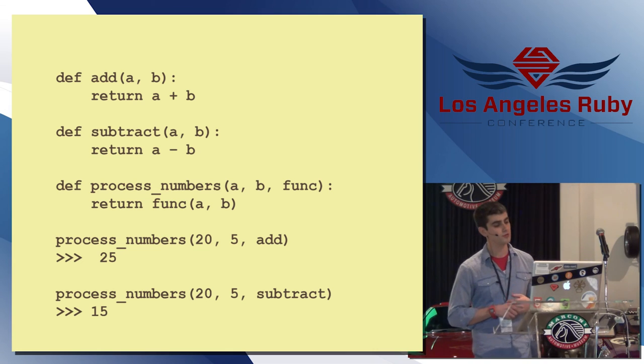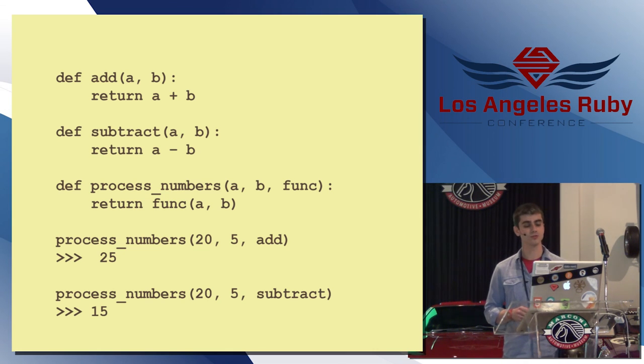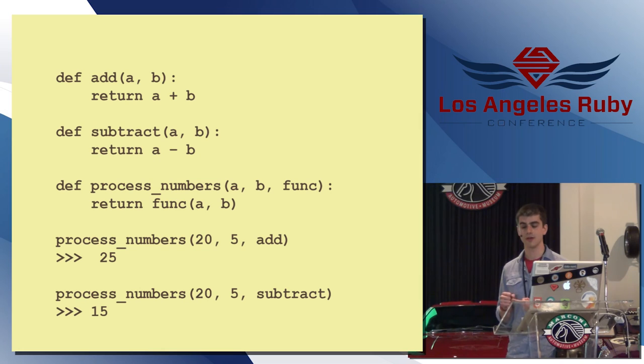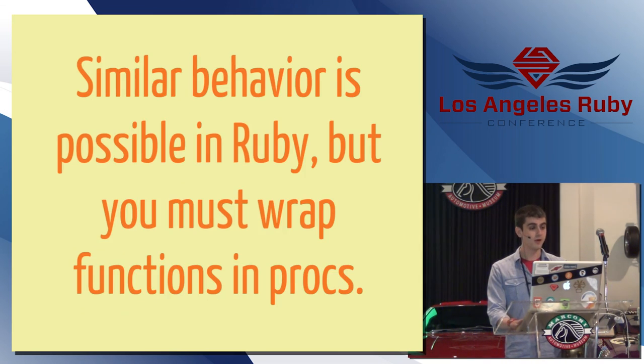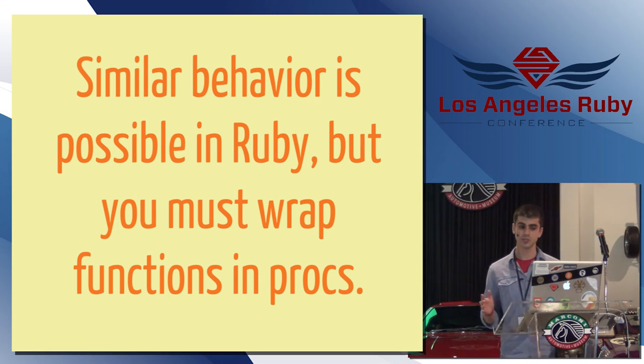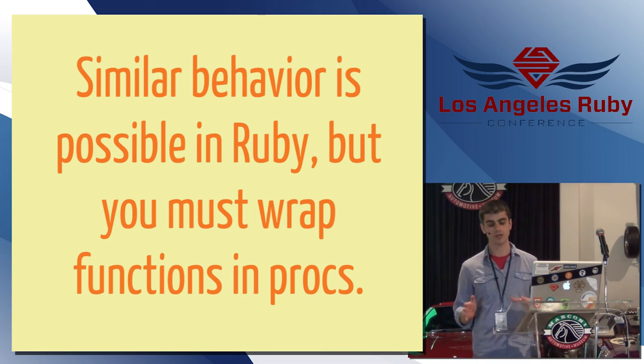There's a key difference here. You see when you pass in, like for this line, process numbers, 20, 5, add, there's no parentheses after add. If you have a method in Ruby and you don't add parentheses, it will just call that method with no parameters. In Python, if you don't have parentheses after a method, it will return that method as an object. So you have that function object that you can pass around to other functions or something along those lines. There is similar behavior available in Ruby. You can kind of wrap functions in proc objects, and you can still pass those around, do things like that. But strictly speaking, it's not the same as having a first-class function that you can pass around.